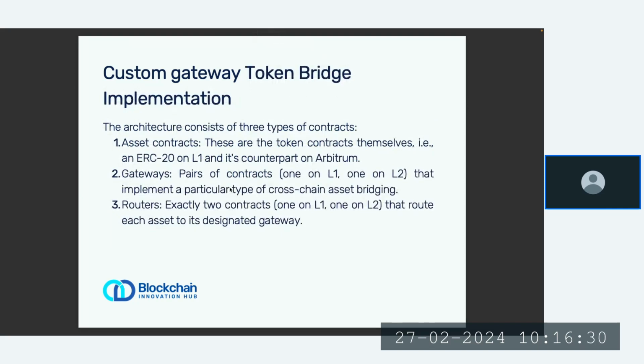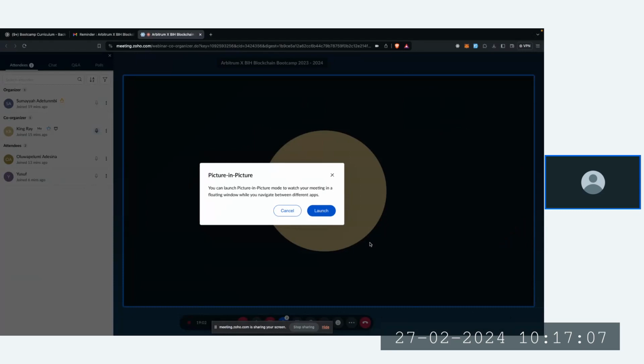So now the architecture in customizing your token bridge is you need 3 types of contracts. One is the asset contract, so your ERC20 contract. Now these are the token contracts themselves, and you need 2 of them. One will be on the L1 and the counterpart will be on Arbitrum, that is your L2. So this is the first contract that you need: 2 token contracts, one for L1 and the other for L2.